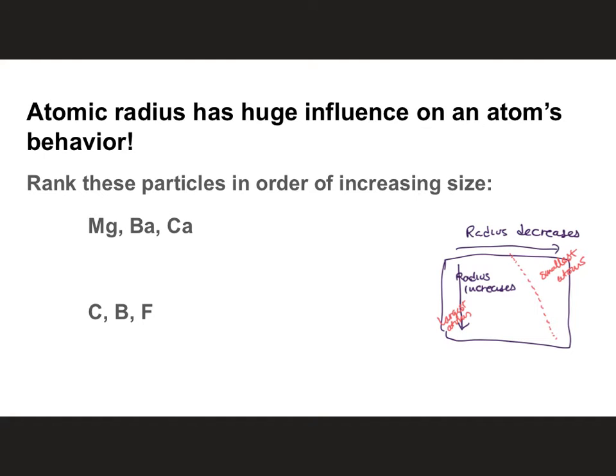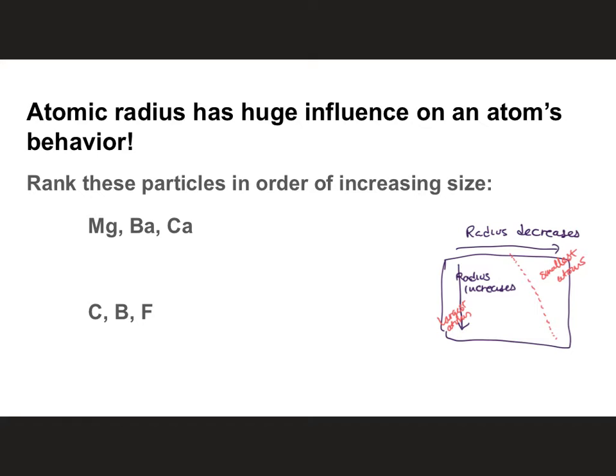So I sketched a little summary from the end of the last lesson to remind you that radius increases as we read top to bottom of any column or group on the periodic table, and radius decreases as we read left to right across any period on the periodic table. This is going to play out to be pretty important. So, can we look at a set of 3 atoms and, based upon their location on the periodic table, rank them in order of increasing size?